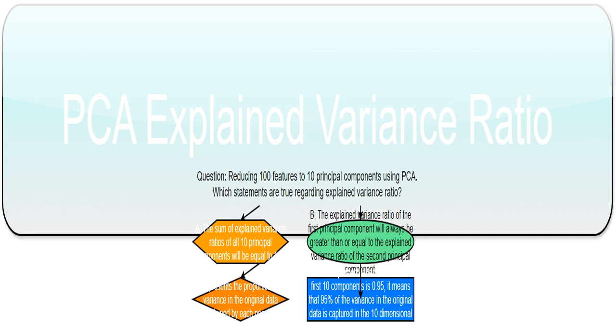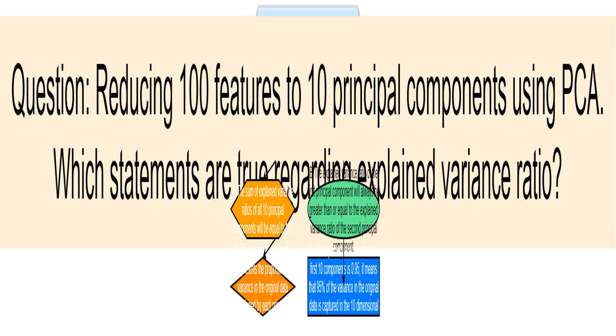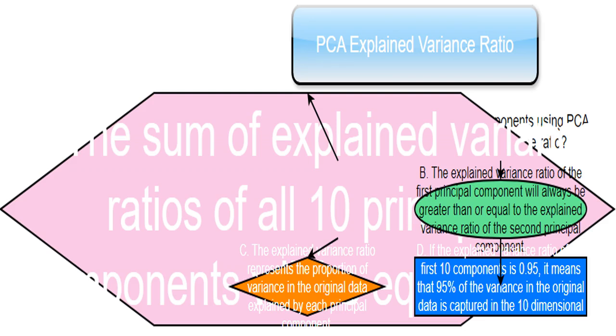Pretty cool, huh? This is the setup for the question. We're starting with 100 different characteristics, features, and we're using PCA to simplify our data by finding the 10 most important directions, principal components. We're then examining how much of the original data's spread these 10 directions can explain. This statement says that if you add up the explained variance ratios of all 10 principal components, the total will equal 1 or 100%. This is always true.